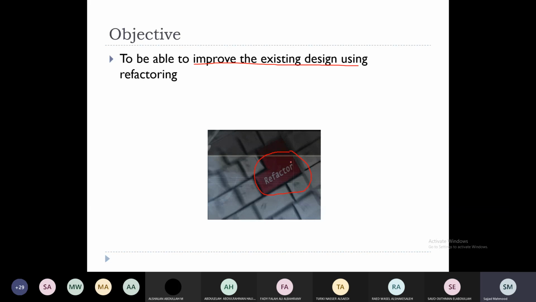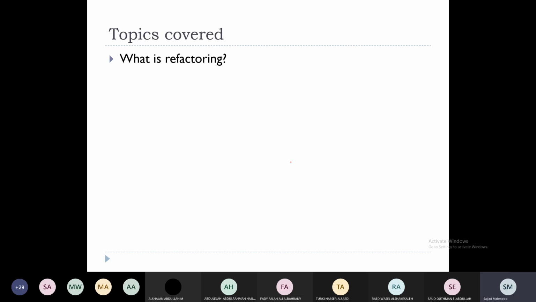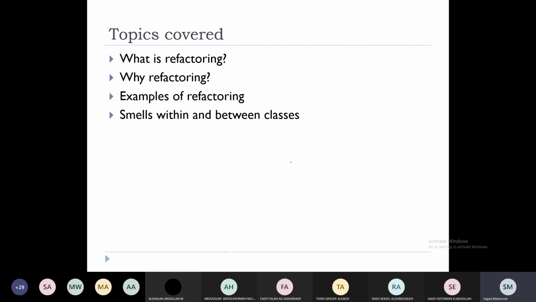But a lot of IDEs nowadays, like Eclipse, have refactoring built in, and we're getting to where you can start doing refactoring more automatically. But we'll talk about this later, about what things we try to refactor and how we refactor. But let's first try to understand what refactoring is, and then we'll look at why we do refactoring later. Then we'll look at examples of refactoring. We'll look at some smells between classes.